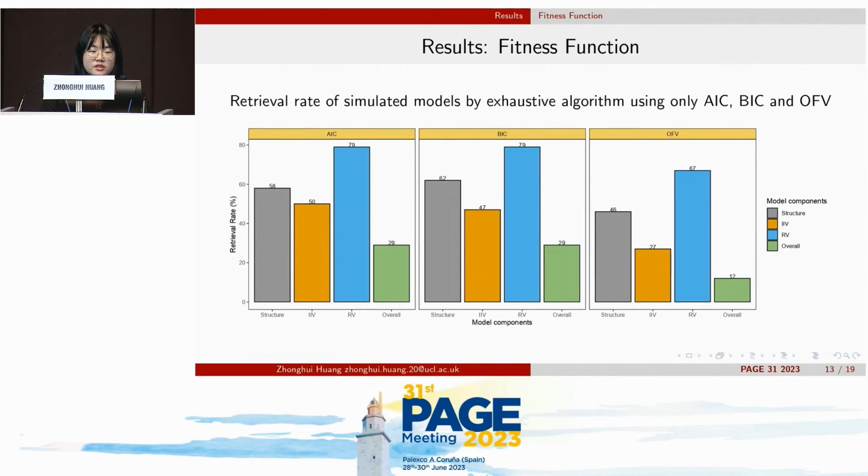The first result we get is about the fitness function exploration. What we observe is that if we just consider AIC, BIC, and OFV as the criteria, the exhaustive algorithm cannot recover the original model. This means the original models are usually not the best model selected by the exhaustive search.